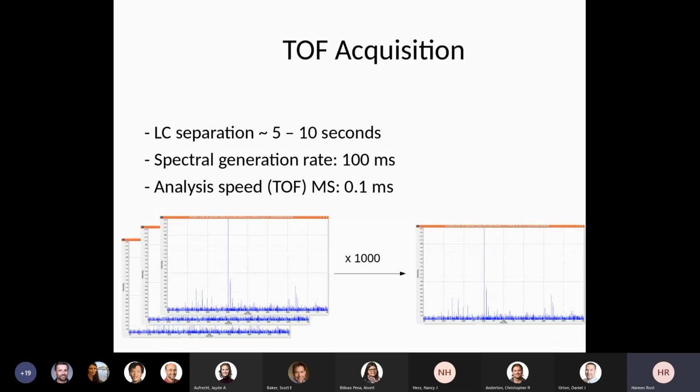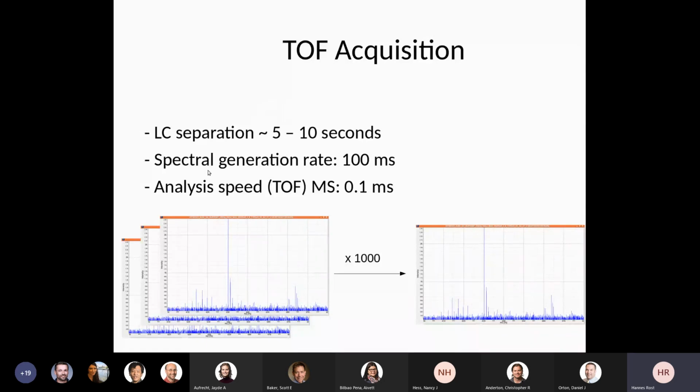So the idea and the insight here was basically, again, looking from a somewhat data science perspective into TOF acquisition and LC separation. One of the things we realized was that LC separation happens on a scale of about 5 to 10 seconds on the chromatography, and we generate a spectrum on the order of about every 100 milliseconds. There is some variation on your settings, but that's more or less the scale.